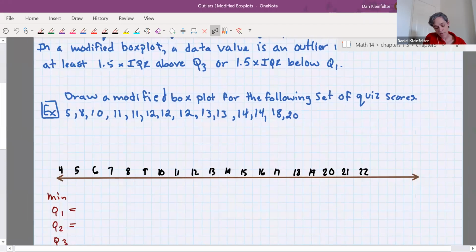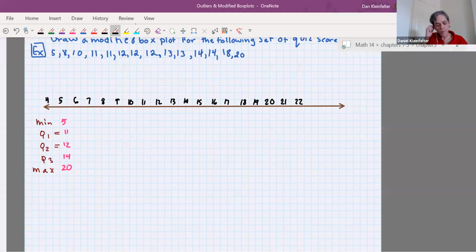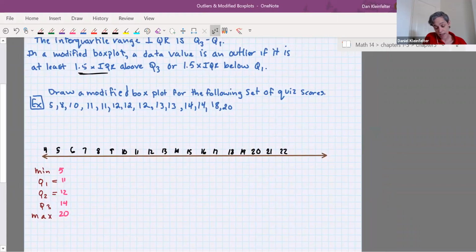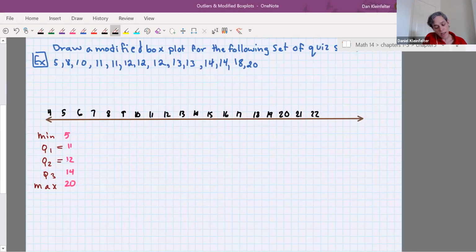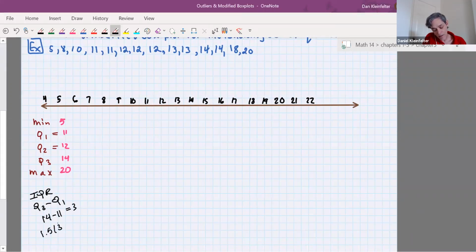So we have the same set of quiz scores again. So let's go ahead and collect our 5 numbers. All right, so I've gotten the 5 number summary from our last page. To determine a modified box plot, we need to know what 1.5 times the interquartile range is. So first of all, what's the interquartile range? So interquartile range, or IQR, is the difference between Q3 and Q1. And so here that's 14 minus 11, which is 3. And so 1.5 times 3 is 4.5.